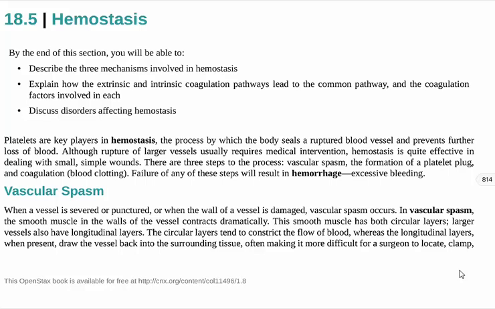All right, so now we're going to talk about hemostasis. We've talked about all the different formed elements. We're going to move on to hemostasis, which is the process by which the body seals a ruptured blood vessel and prevents further loss of blood. So it's basically trying to keep the body protected when a blood vessel is ruptured.